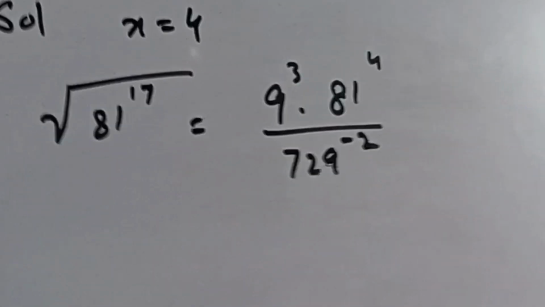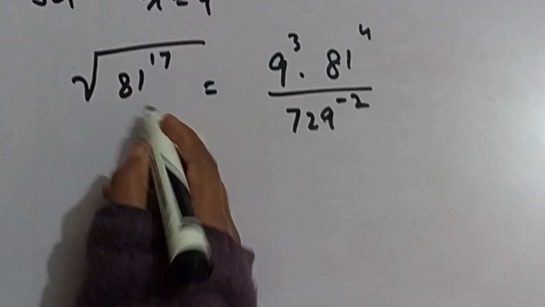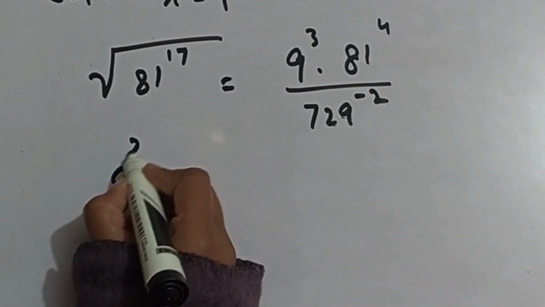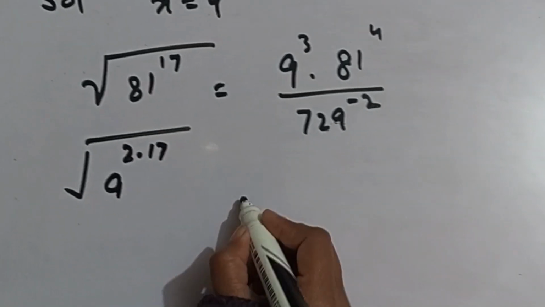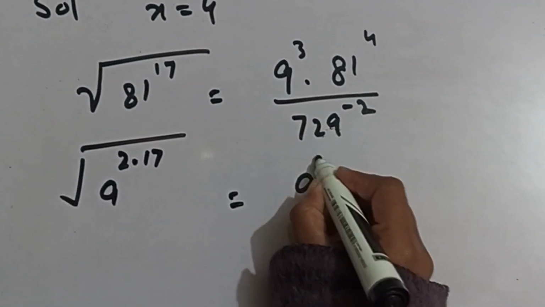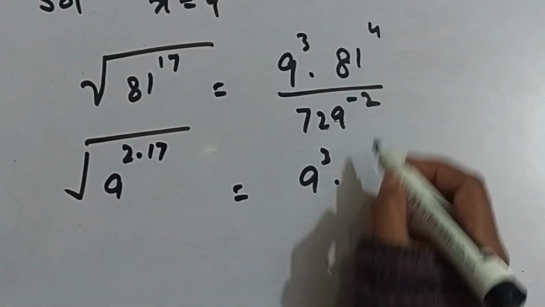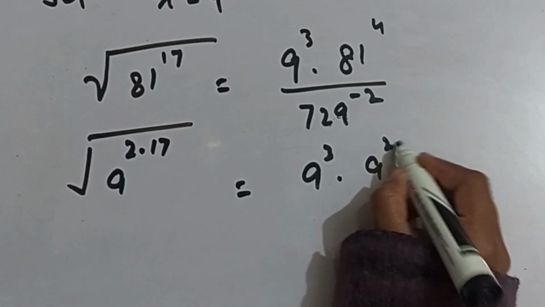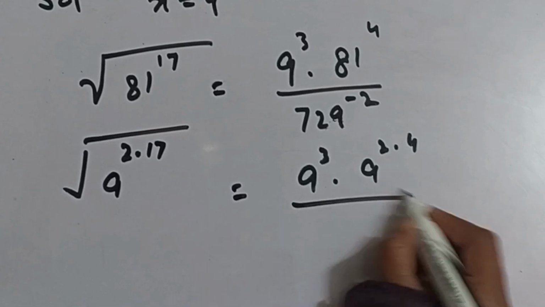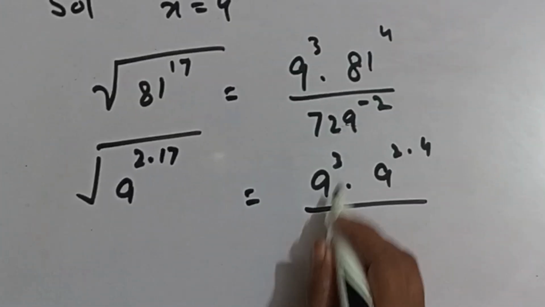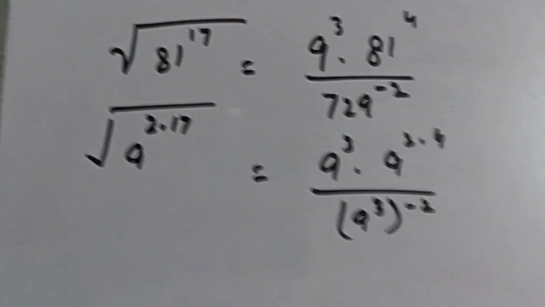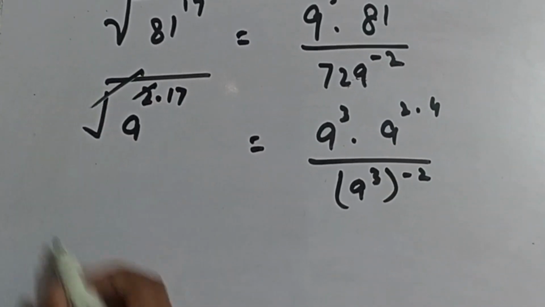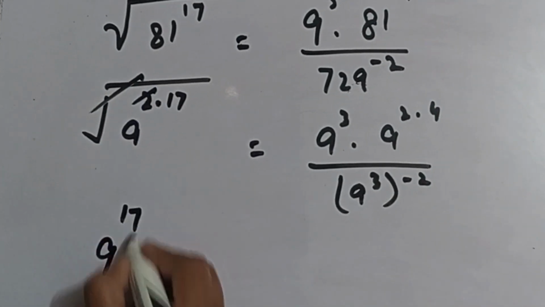Now we simplify this equation. We write 81 as 9 square, multiplied by the power 17, under the square root. On the right, this is 9 cube, multiplied by 81 written as 9 square with power 4, over 9 cube with power minus 2. Now the square and square root cancel, and we get 9 raised to the power 17.